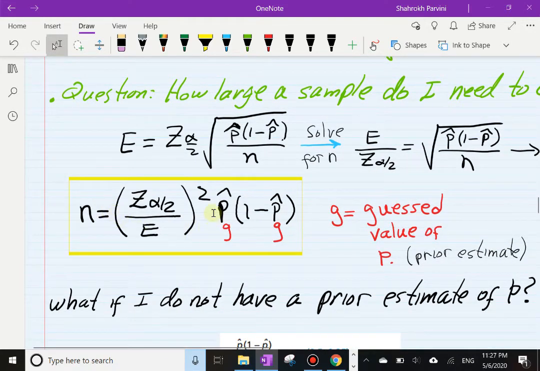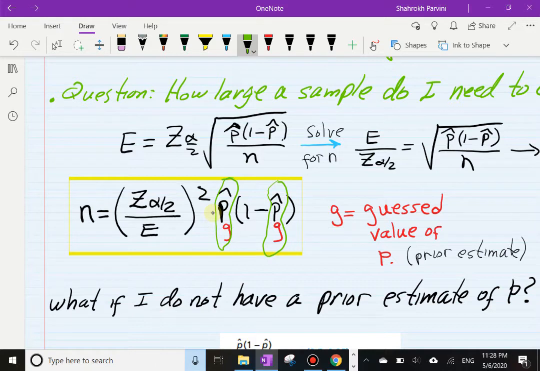Now, something interesting here, because remember, we're actually collecting a sample to estimate the percentage. In order to get our sample, this formula requires that we know p hat. That's exactly what we want to estimate: we want to estimate p using p hat, but this formula requires that we know it. So it's kind of an ironic situation. At this point, there are a couple of remedial actions we can take.